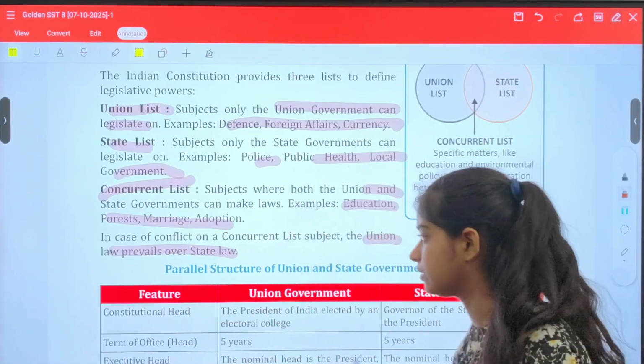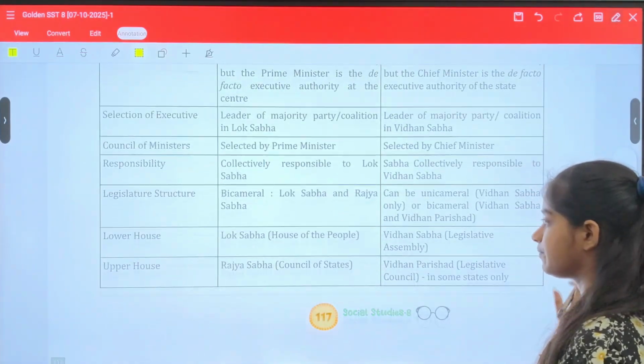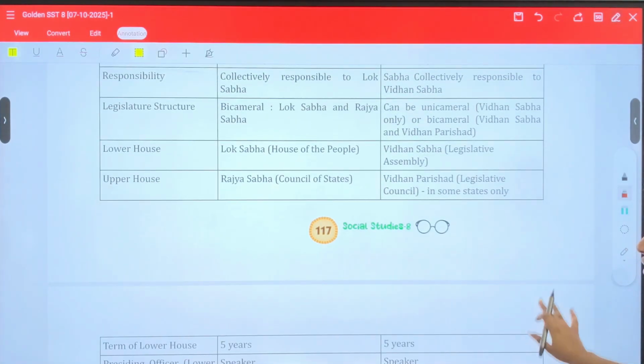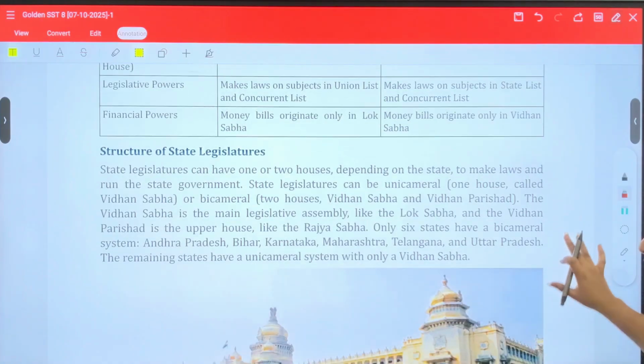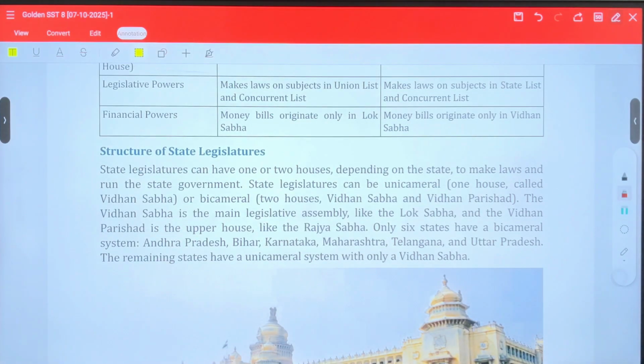Okay, because that is superior. Okay, so you can read this chart. This is a very beautiful chart for a quick understanding. Now, what is the structure of state legislatures?